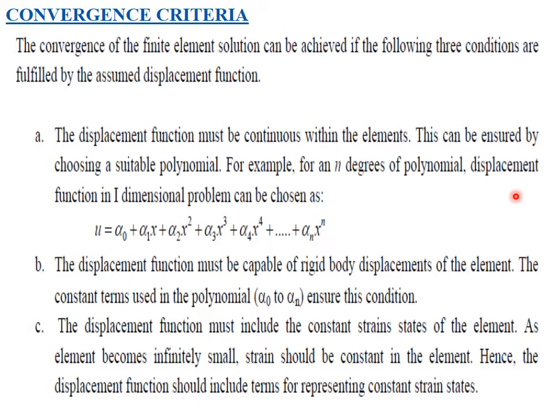The second point is the displacement function must be capable of representing rigid body displacements of the element. The constant terms used in the polynomial, such as a0, should be included to ensure this condition. The next condition is the displacement function must also include the constant strain states of the elements. As the element becomes infinitely smaller, strain should be constant in all the elements. Hence the displacement function should include terms representing constant strain states. These are the three main conditions for the convergence criteria.